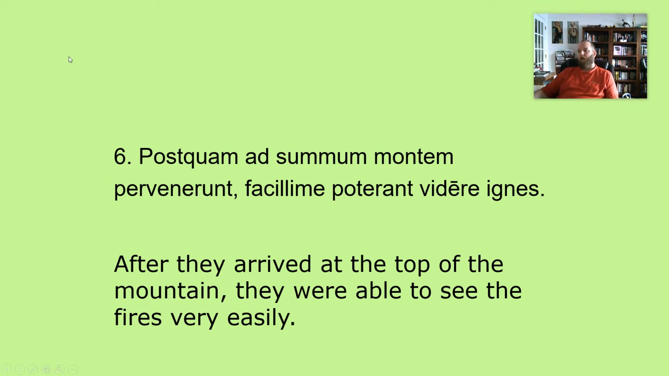Okay, very good. With number 6 there, what else here? Facillime, by the way, is a superlative adverb. It looks like the superlative adjective, but it's turned into an E, so it's a superlative adverb. They were able to see. We have the complementary infinitive here, going with the verb possum. Okay, so hopefully that one makes sense now.